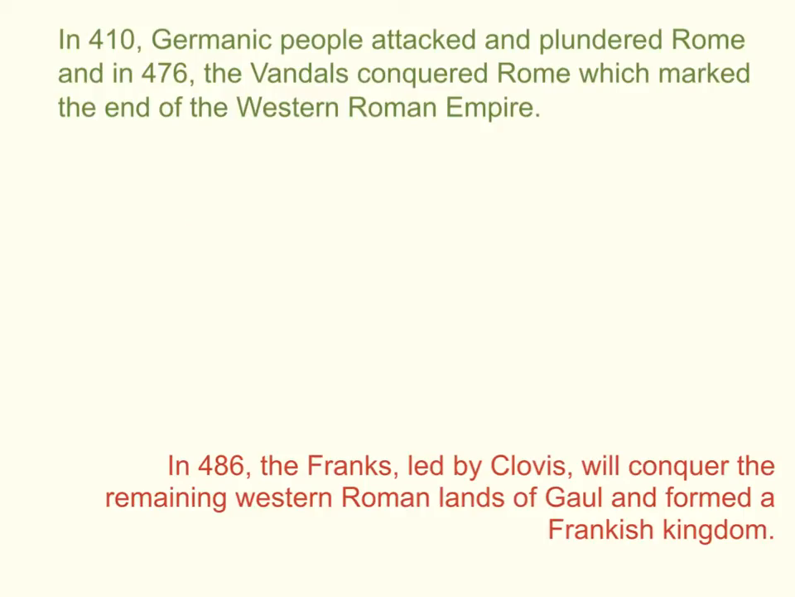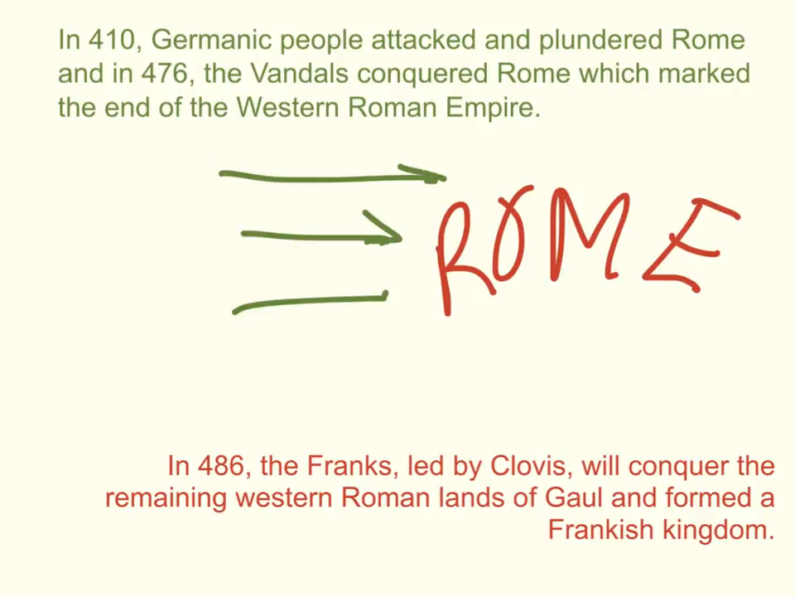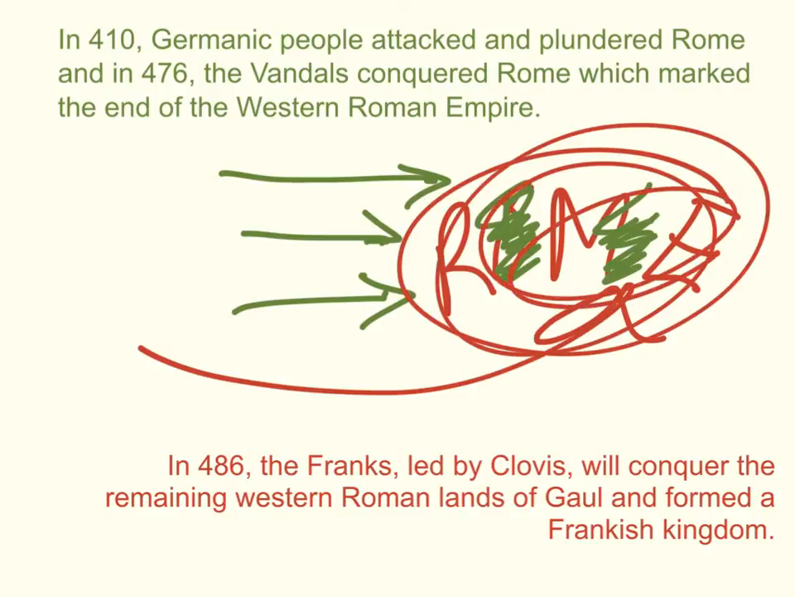In 410, Germanic people attacked and plundered Rome, and in 476, the Vandals conquered Rome, which marked the end of the Western Roman Empire. So we have Rome here. And the Vandals will attack Rome, and they'll plunder it, meaning they will steal stuff or loot things. So let's say they take the O, and they take one of the arms of the M. Oh, they vandalize Rome. And then eventually the Vandals, that's where we get the word vandalize, will come in and conquer and destroy Rome. And that ended the Western Roman Empire.